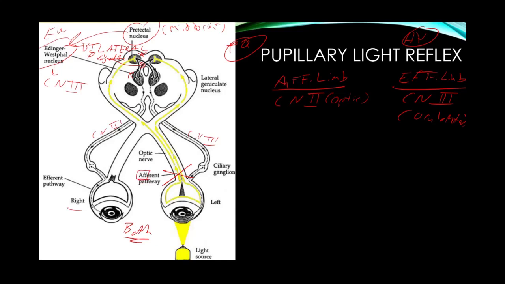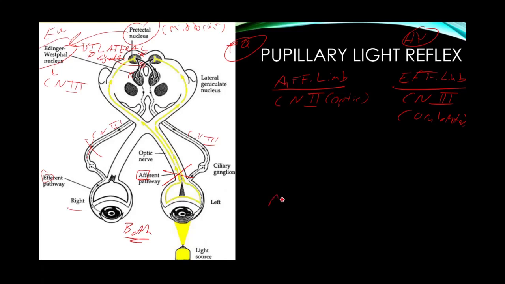If you shine the light in the left eye and the left eye responds normally, but the right eye has no reaction at all, you know that the right side efferent limb is affected, because you're receiving the light information and responding normally in the left eye, but this message can't get to the right eye to tell the pupil to constrict because the efferent limb is messed up.